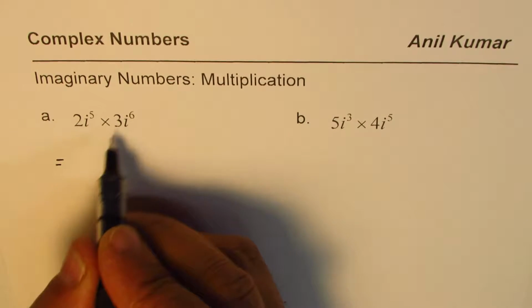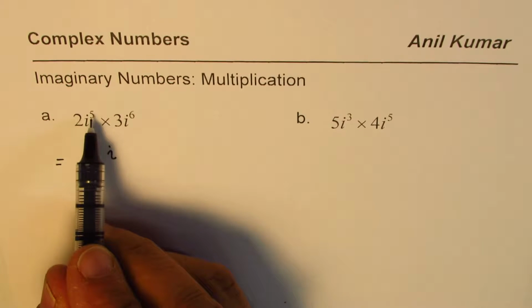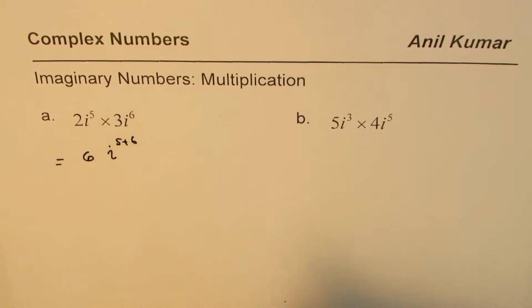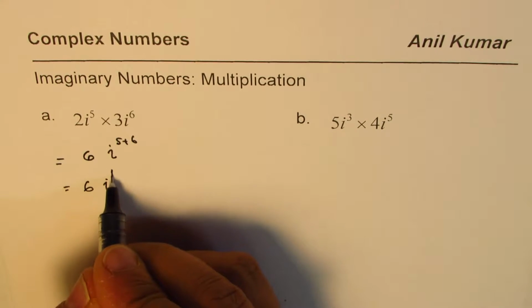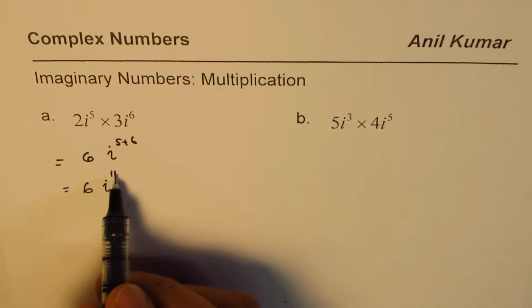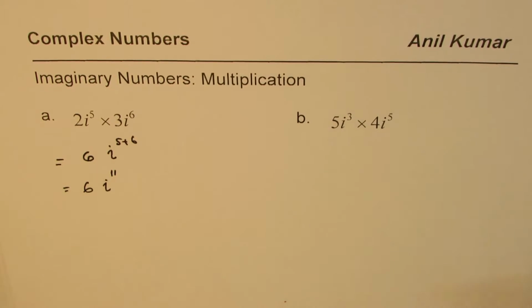Multiply the real parts. 2 times 3 gives you 6, and for the imaginary part i, 5 plus 6 will be the exponent. When you multiply with the same base, we follow the same rules in complex numbers also. Their exponents get added up, right? So we have 6i to the power of 5 plus 6, which is 11. Now we have to write i to the power of 11 in a simpler form.